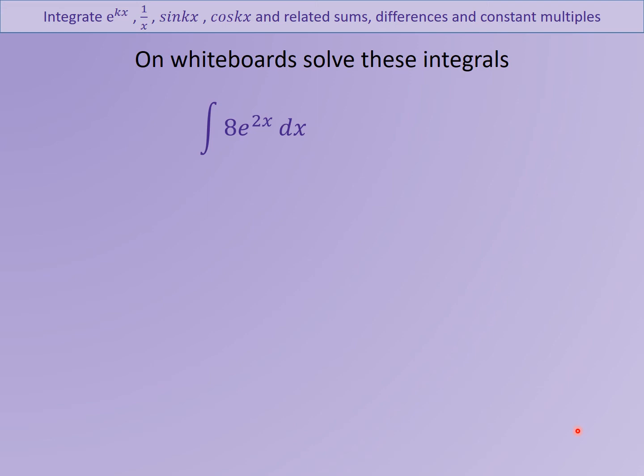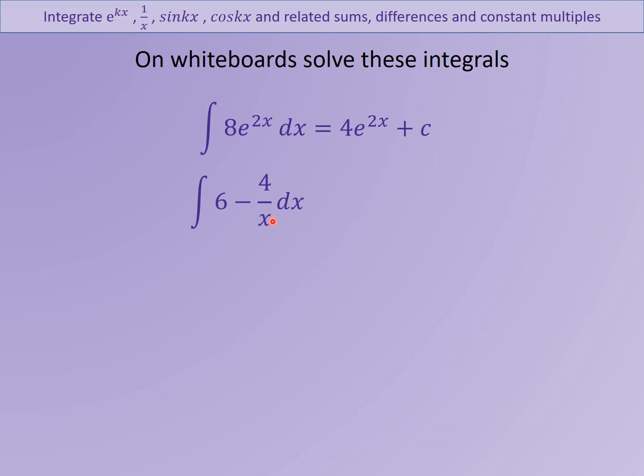Right, so the integration of 8e to the 2x. So pause there, have a go yourself. Okay, so hopefully you said, I got 2x, I can forget the 8. The 8 could go outside the integral, it doesn't really make any difference. What do I do when I integrate? I divide by 2 as opposed to timesing by 2. Well, 8 divided by 2 gets me 4. Don't forget the plus c.